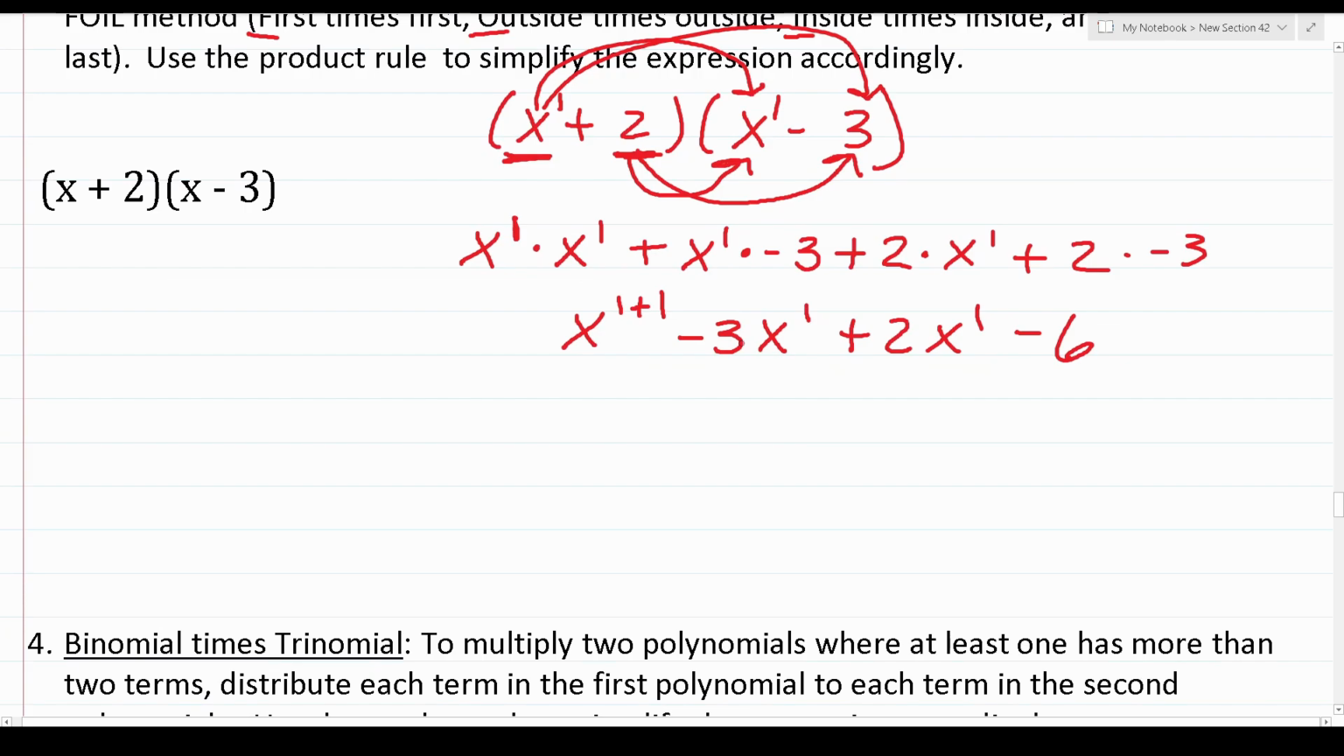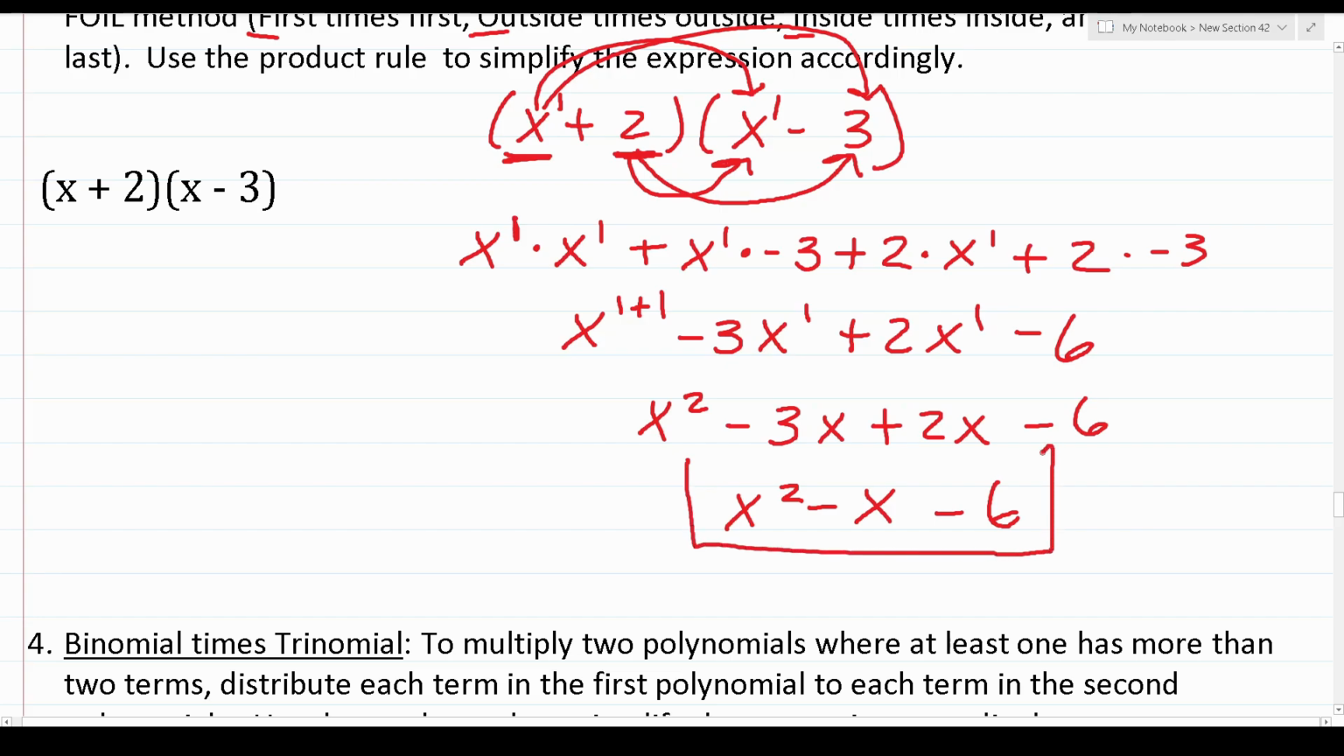All right, let's go ahead and work on simplifying this. So x to the 1 plus 1 is x squared. And let's go ahead and not express this 1. So this is going to become negative 3x plus 2x minus 6. Well, if you watched my video yesterday, you would know that negative 3x and 2x are like terms. Therefore, we can combine them. So this simplifies to x squared, negative 3x plus 2x is just negative x, minus 6. All right, and we are done with that one.